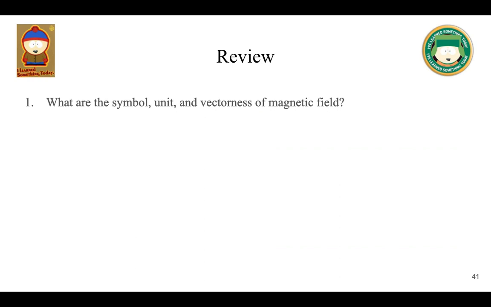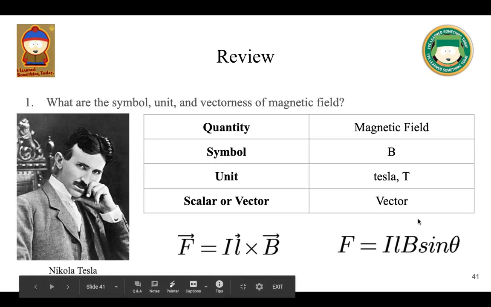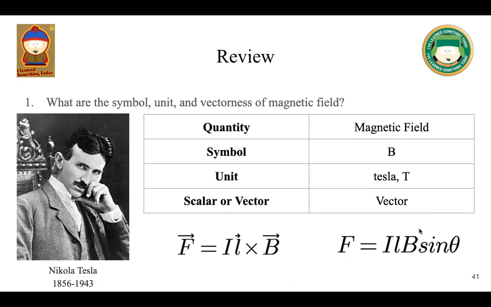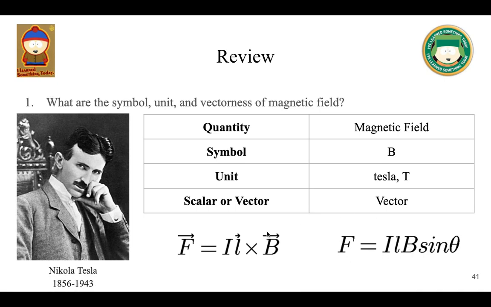So what are the symbol, unit, and vectorness of magnetic field? Well, the symbol for magnetic field is B. The unit is Tesla. And is it a vector or a scalar? It is totally a vector. So here are the two formulas we've learned so far. The vector version over here, the scalar version over here. We'll mostly use this one. You can use this one if you want to do vector maths.